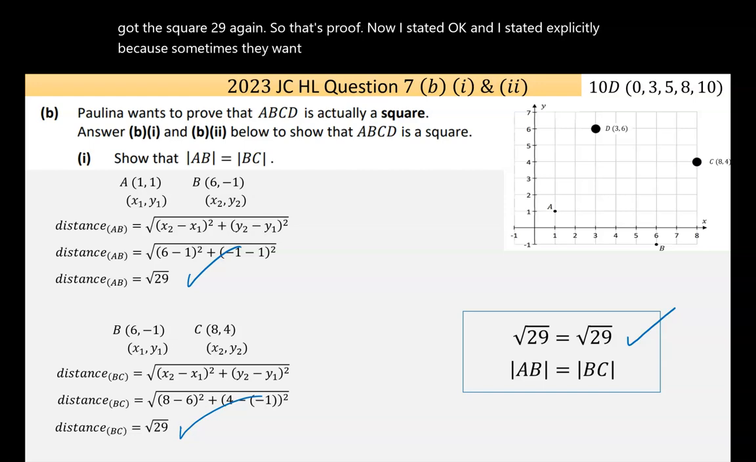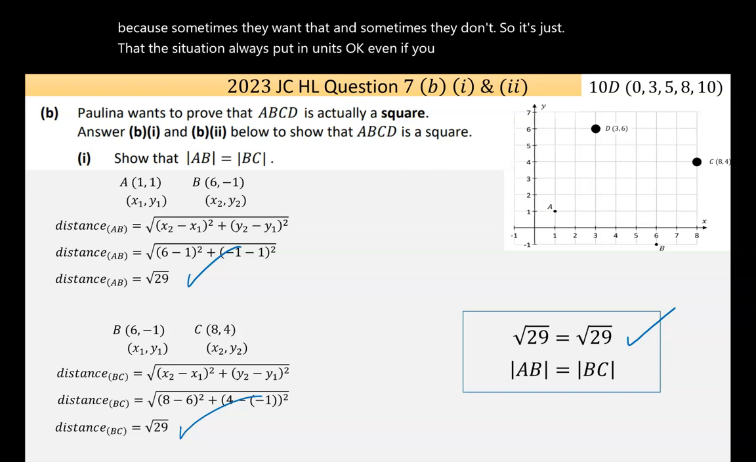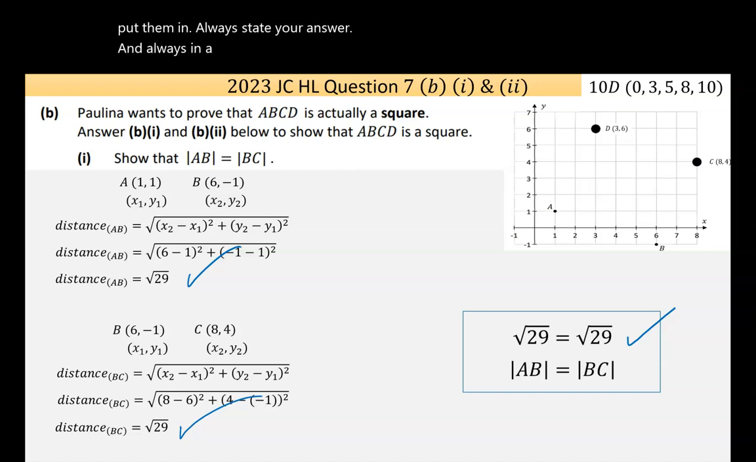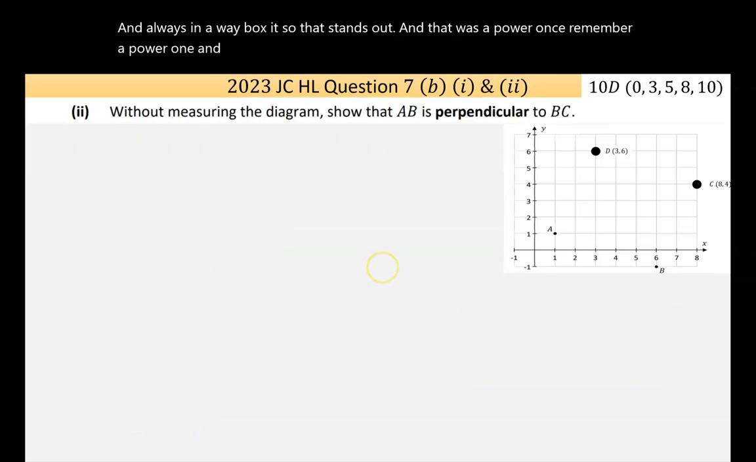Now I state it explicitly because sometimes they want that. Now sometimes they don't. So it's just that situation. Always put in units, okay. Even if you don't think they want it, always put them in. Always state your answer, and always in a way box it so that it stands out. Now that was part 1. So remember, parts 1 and 2 are marked together.